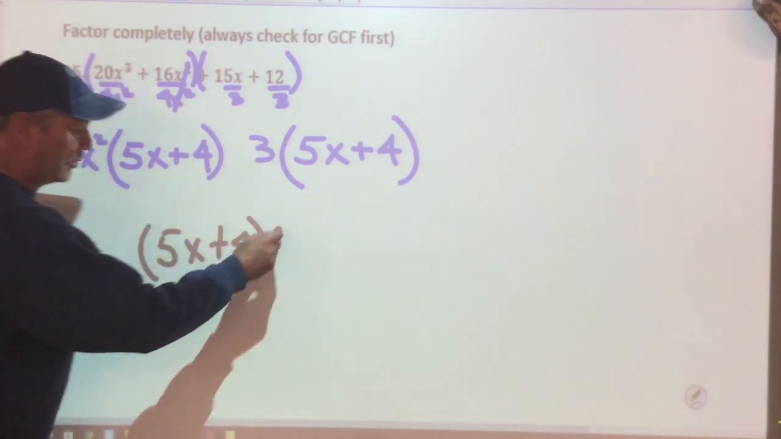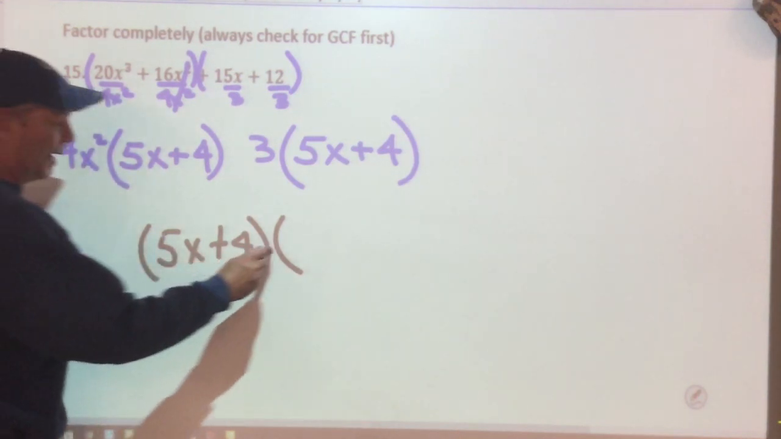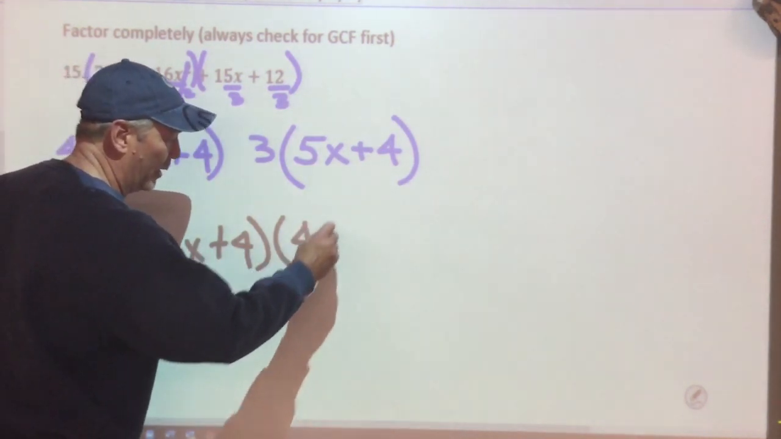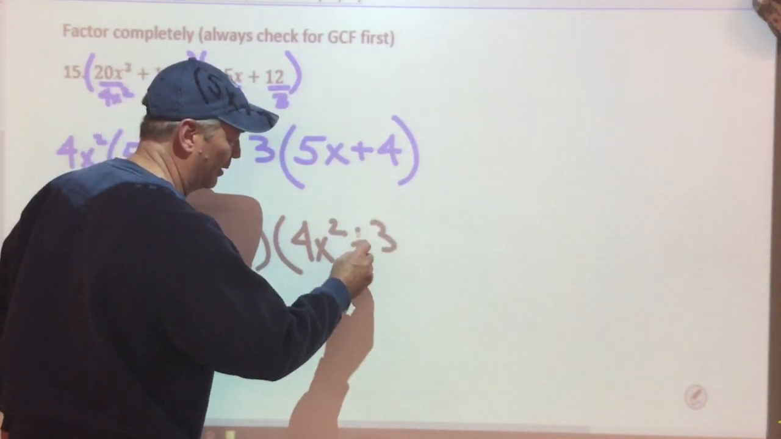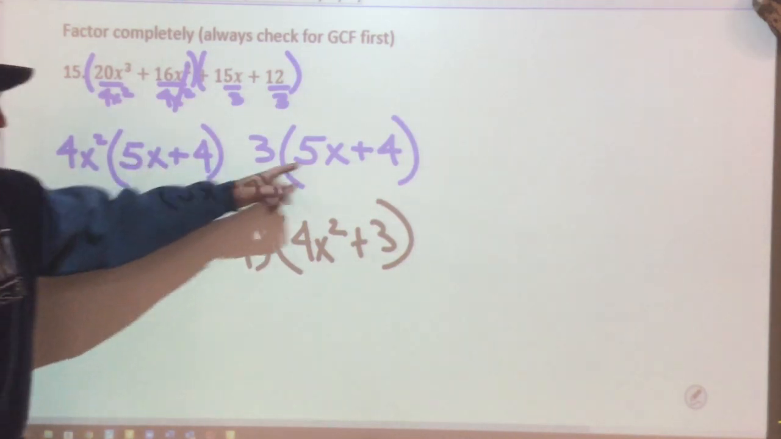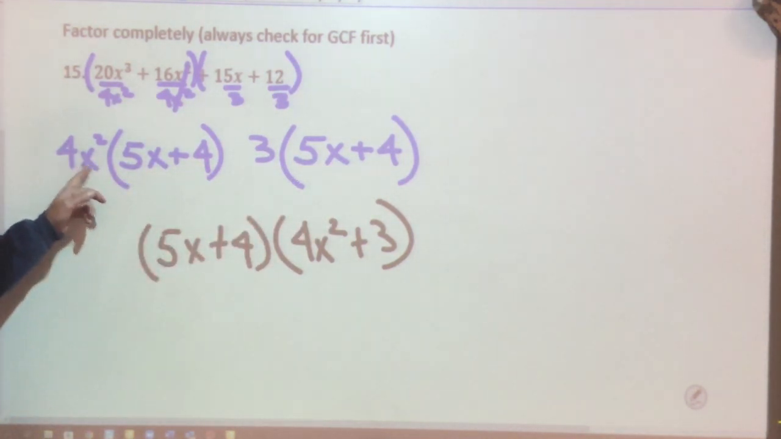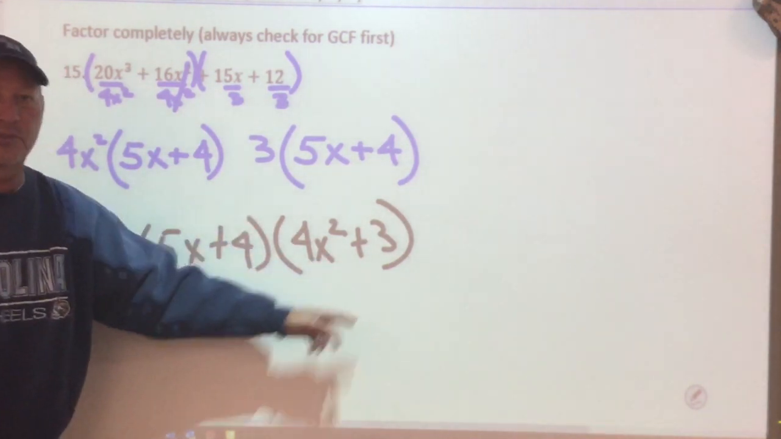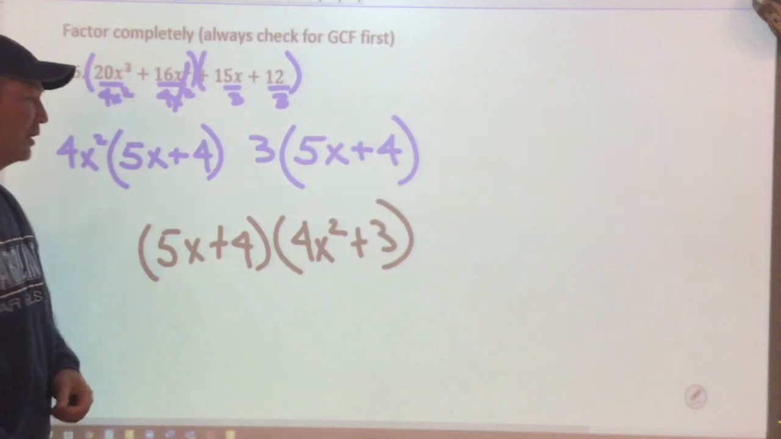In the second parentheses of my answer, the final part, you take your greatest common factors, 4x squared, and my positive 3, and that would be my final answer. The common part goes in the first parentheses. Your GCFs go in the second parentheses. And then you're done. That's your final answer. Okay? Let's keep moving.